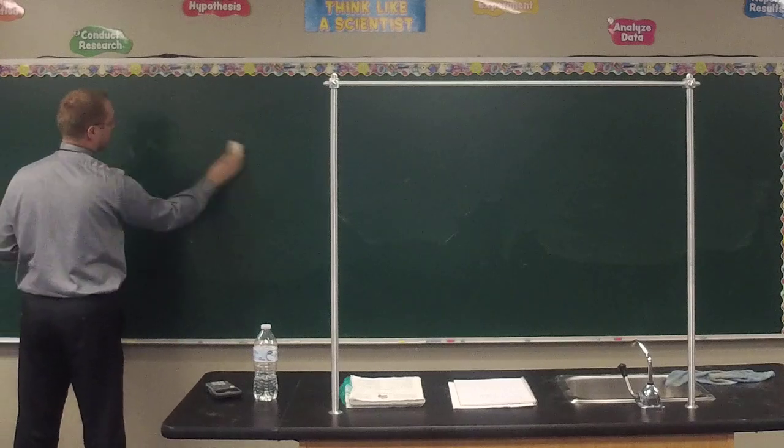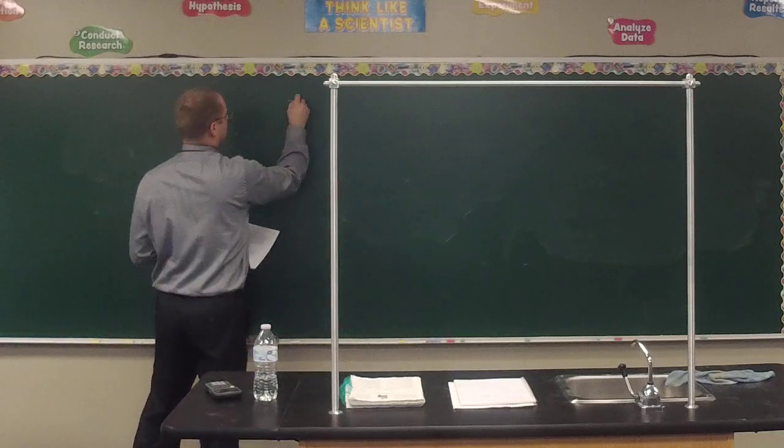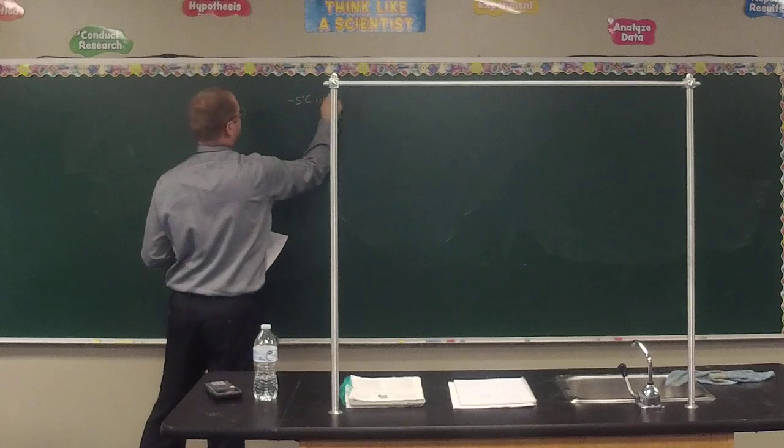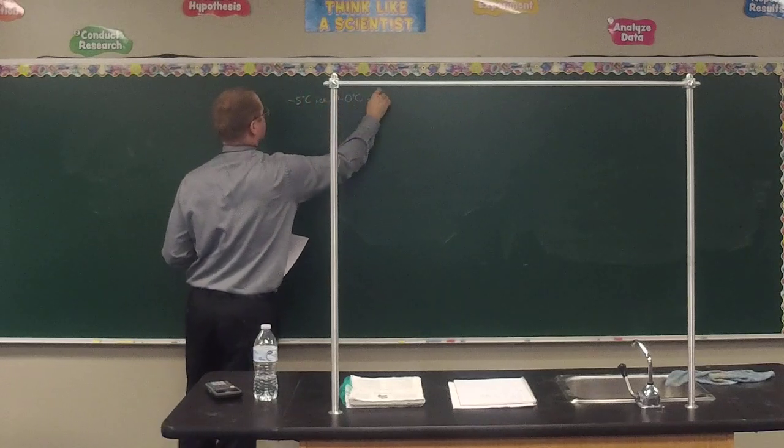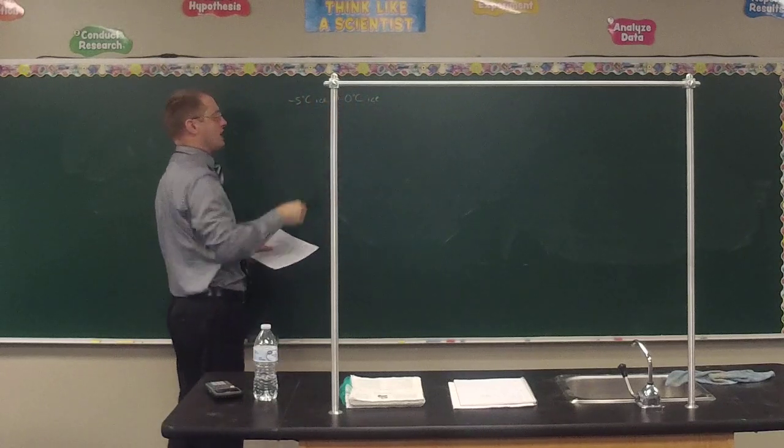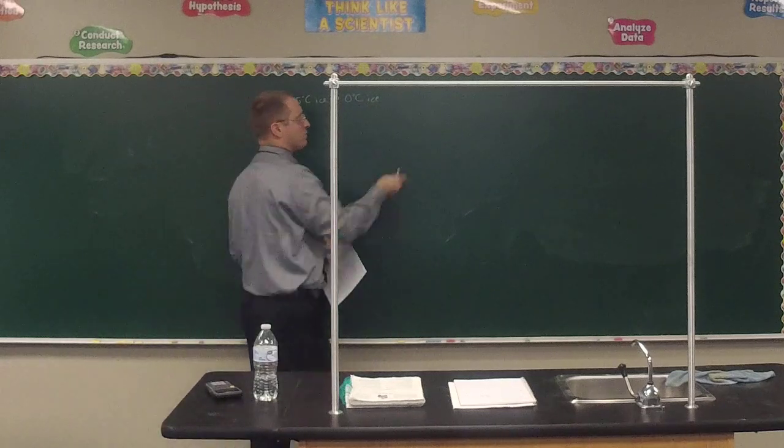0 degrees ice. Just get it up to 0 degree ice. So negative 5 degree ice, just make it 0 degrees Celsius ice. That's it. Is that a phase change or a temperature change? It's a temp change, so what equation do we use?